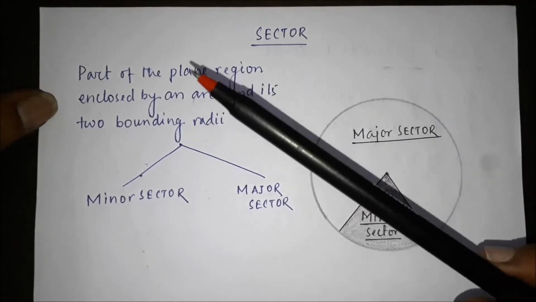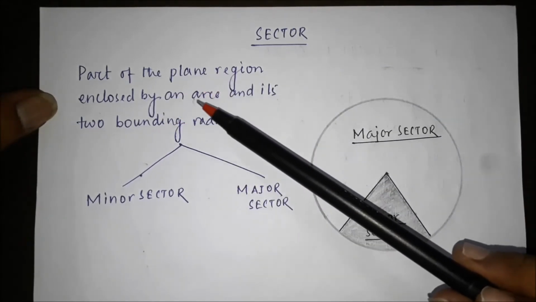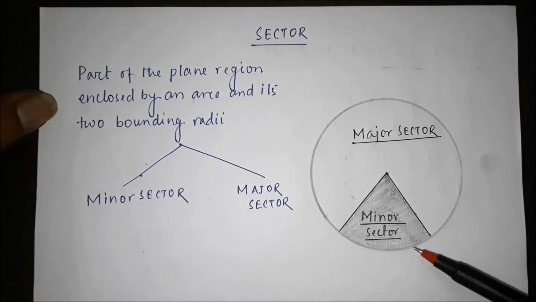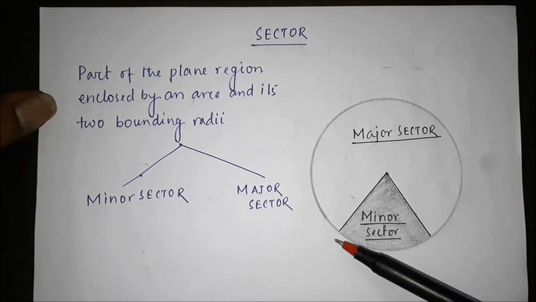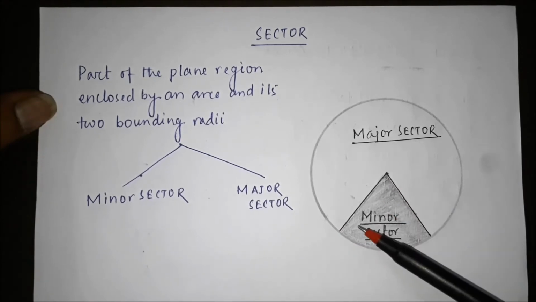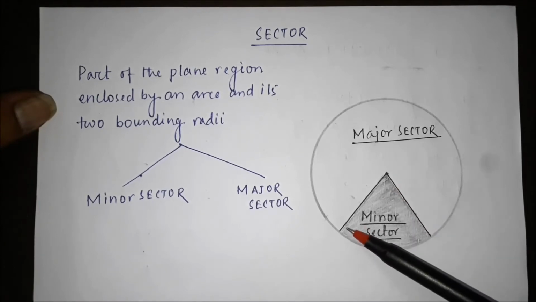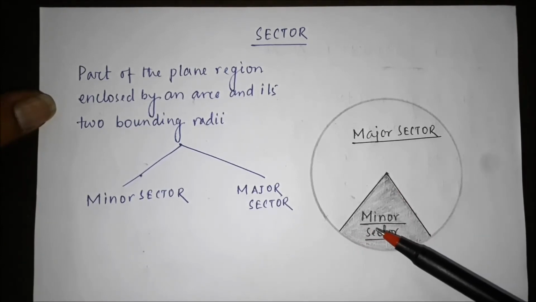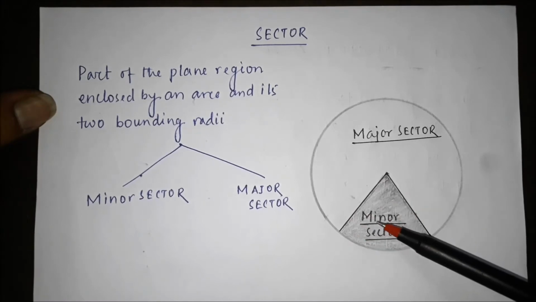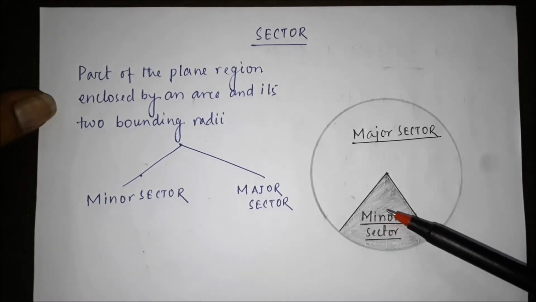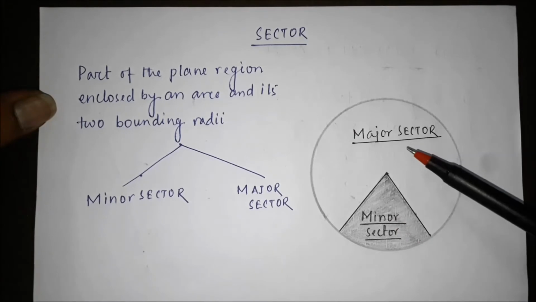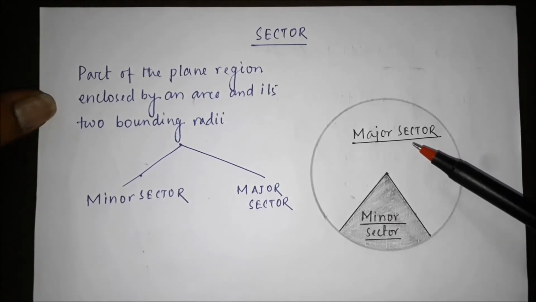What is a sector? It is a part of the plane region enclosed by an arc. Now you can see the sector, it is a part bounded by an arc and its two bounding radii. That means it is an area enclosed by an arc and two radii. So this is called the sector. Now depending upon its area, it is again of two kinds. One is called the minor sector and another one is called the major sector.